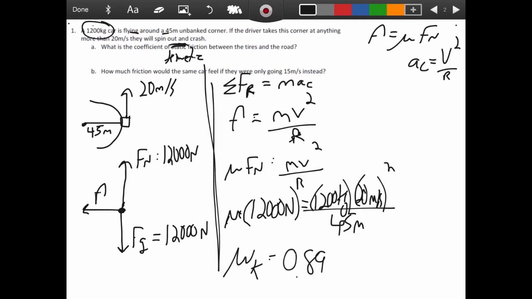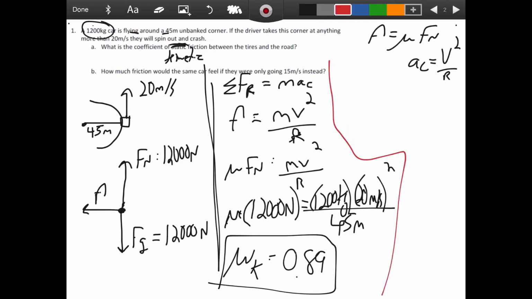Now we know that the only thing that influences the coefficient of friction is the two materials that are in contact with each other. Therefore, for part B, that's going to stay the same.